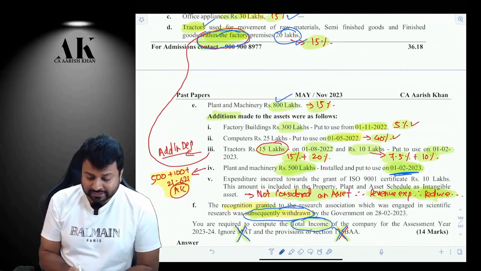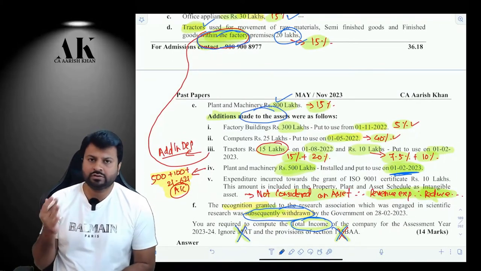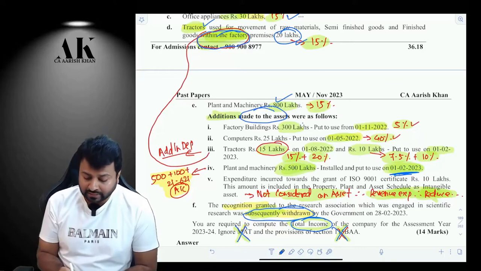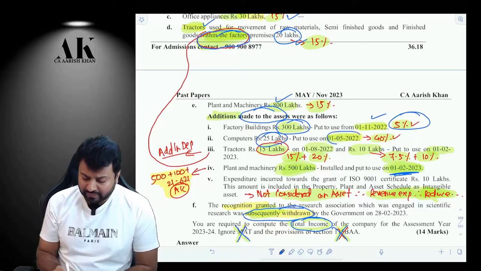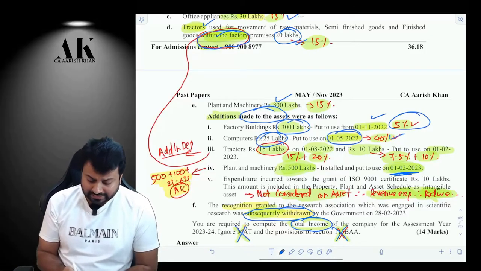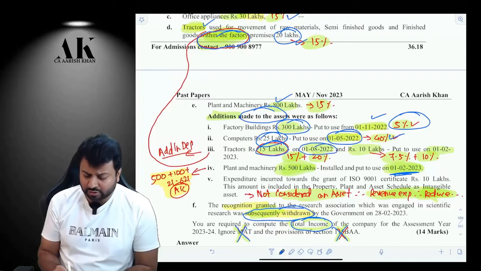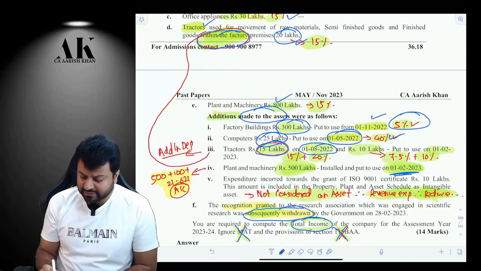Now there are some assets which are purchased during the year. Now you have to see whether it is used for more than 180 days or less than 180 days. Factory building, 1st November. So only half, 50%. Computer on 1st May, full 40%. Tractor, be very careful. There are two tractors which you are purchasing. One is purchased in August, so you will get full 15% depreciation. Another is purchased in February, so you will get half depreciation.